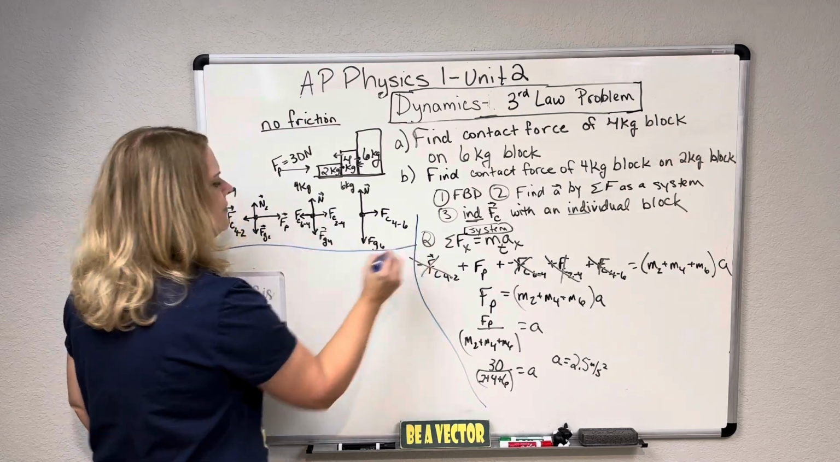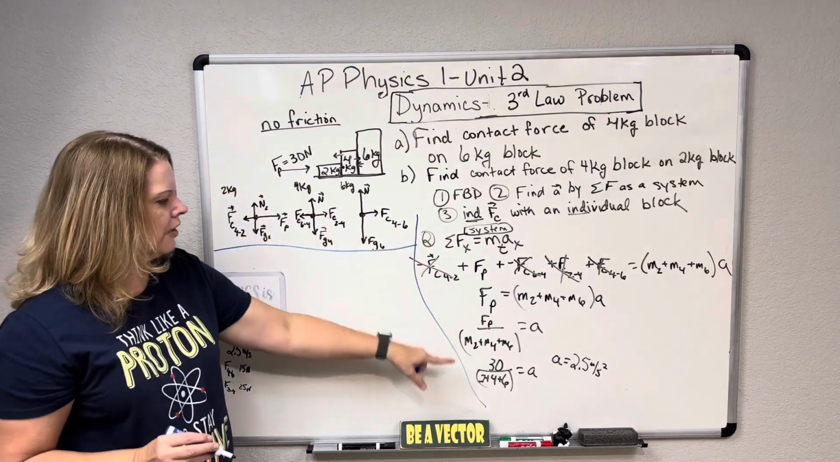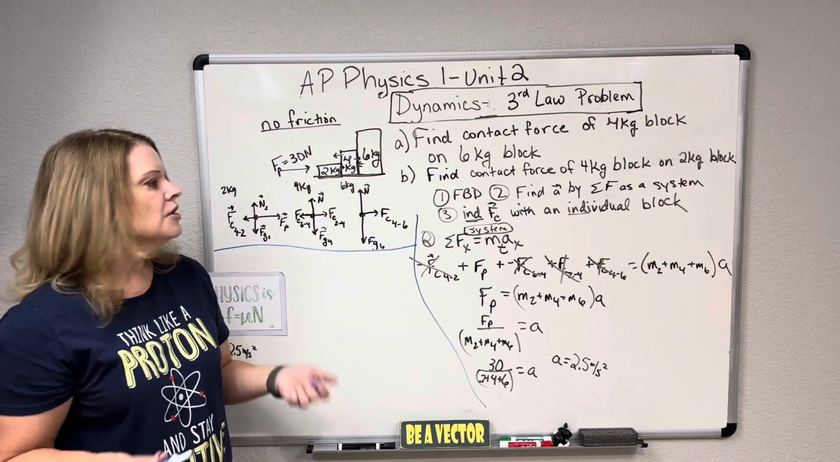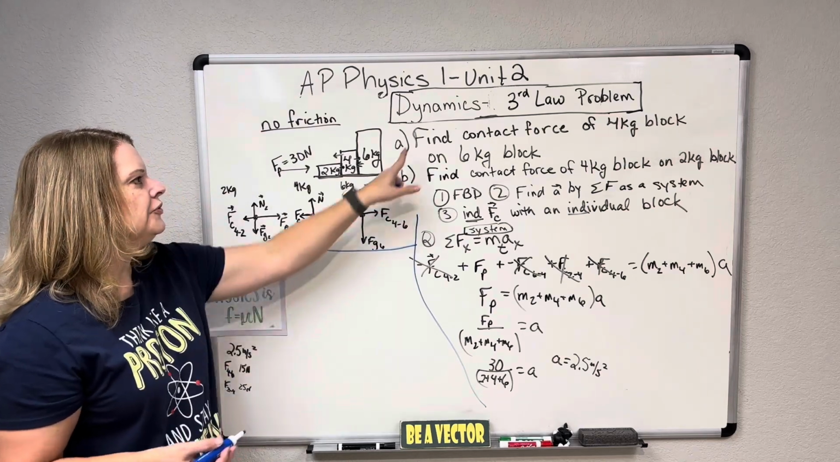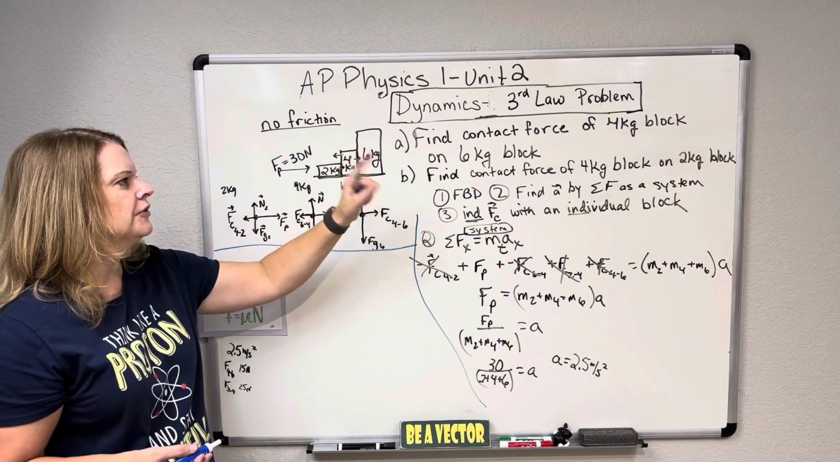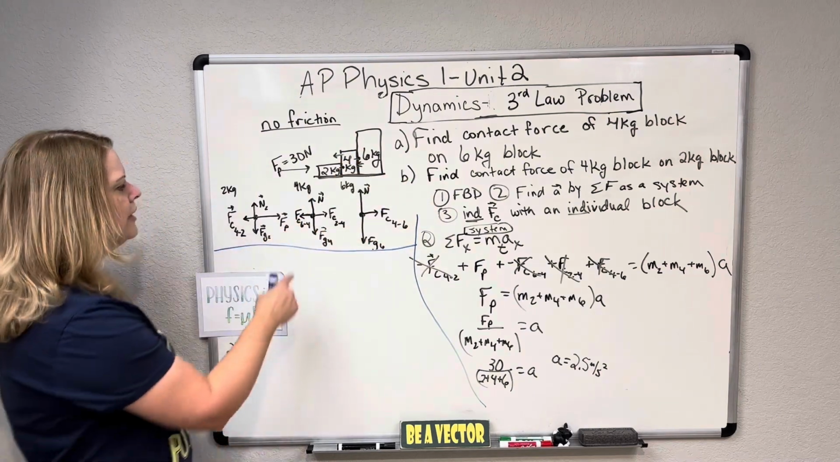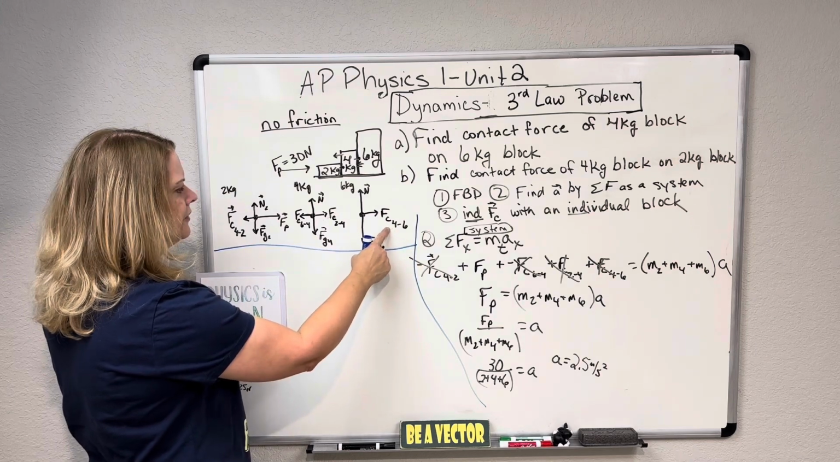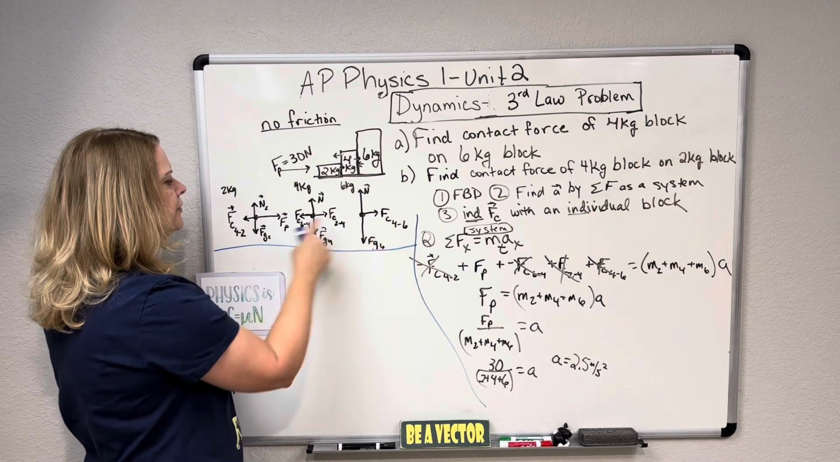Once we get to our acceleration, now we use an individual block to find the forces. So the first thing they wanted was the force of the 4 on the 6. All right, you're like, oh, I got that. The force of the 4 on the 6. You could use this one because these are equal, right?